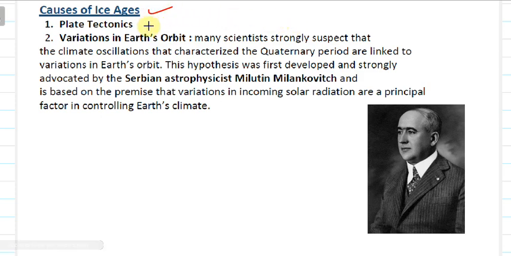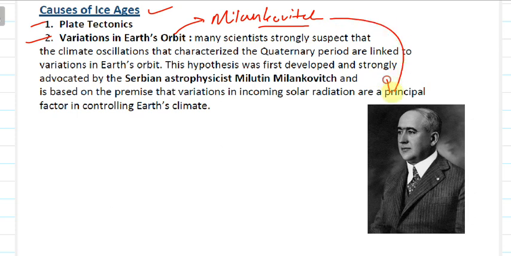Now, if you talk about the causes of ice ages, we know that there are two main causes: plate tectonics and variation in Earth's orbit. This is very important. This is known as the Milankovitch cycle. Milankovitch was a Serbian astrophysicist. His full name was Milutin Milankovitch.